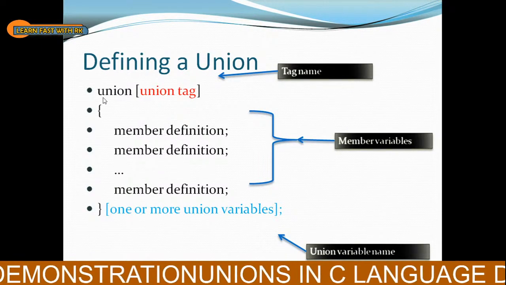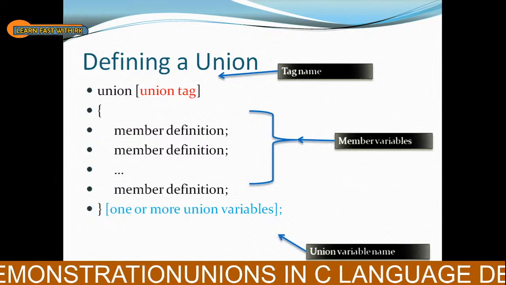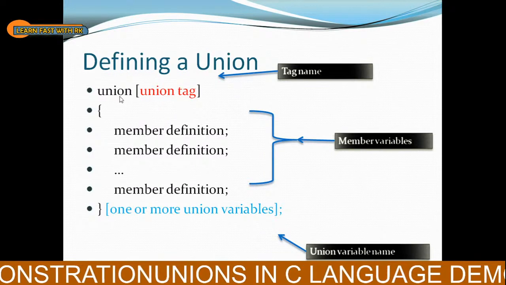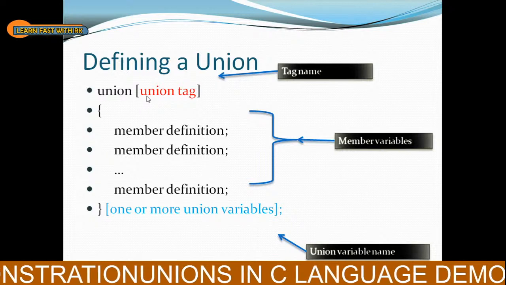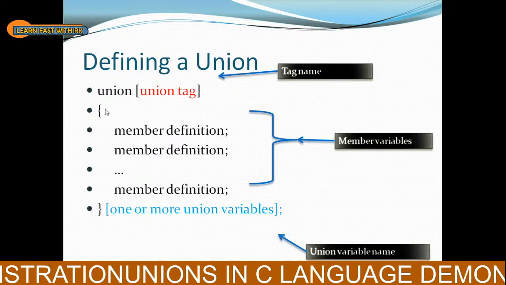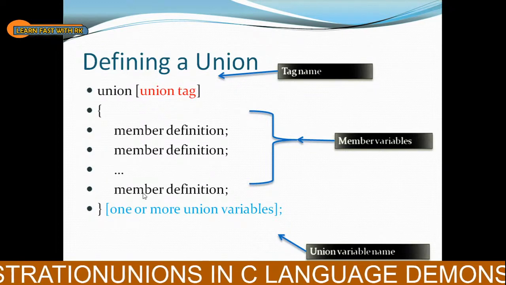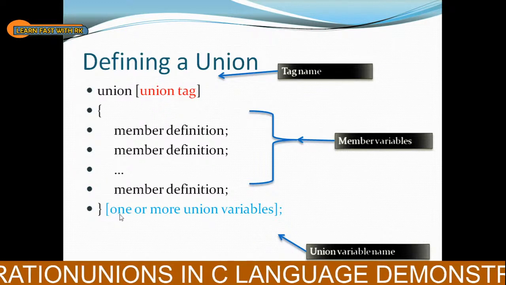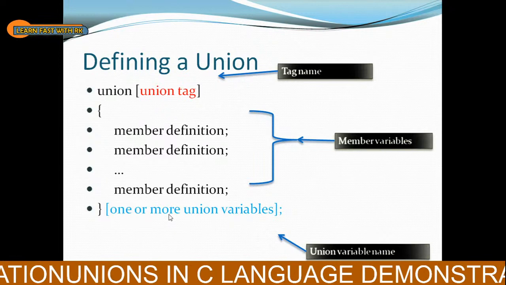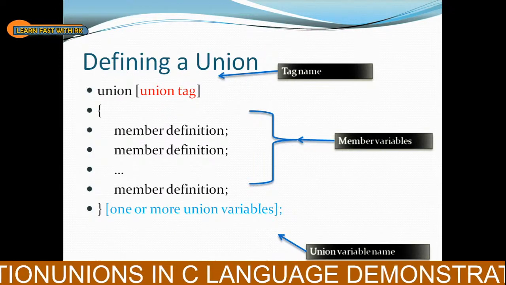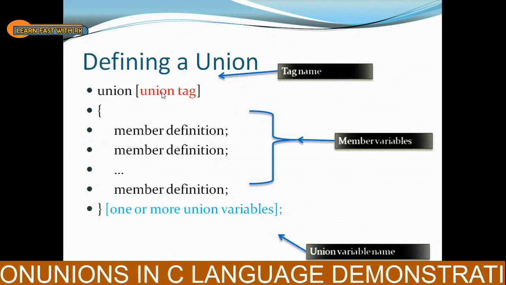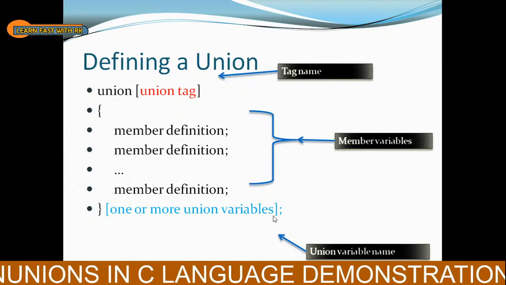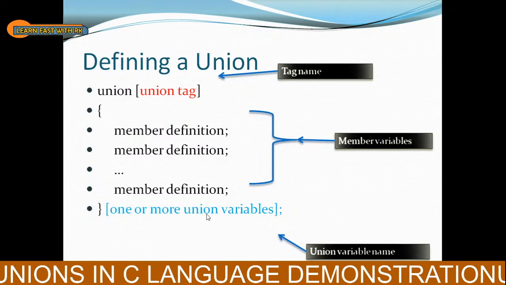So, the syntax is given just like this. If you observe this syntax, the union is defined by using the keyword union, followed by the tag name, opening bracket, different member variables, and then closing bracket. Within the brackets, we are providing one or more union variable names. This tag name and the variable list are provided within the square brackets, which means that these two are optional ones.